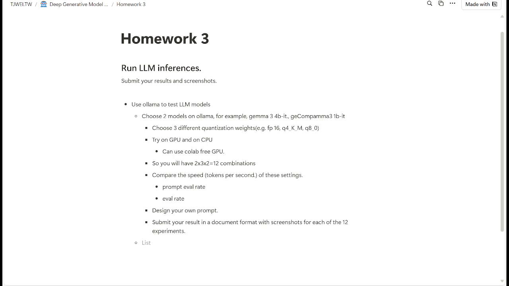This homework involves using Ollama, which is software that can run large language models locally. And this homework invites you to run Ollama with several different large language models and compare their performance.